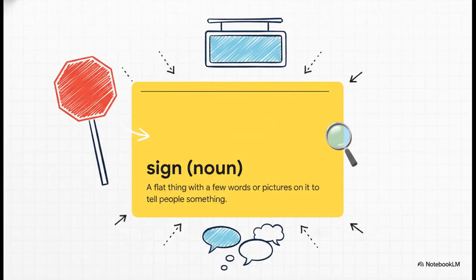So, if we look at our source, the Simple English Wiktionary, it gives us the first, most obvious meaning. As a noun, a sign is just a flat thing with a few words or pictures on it to tell people something. You know, like a stop sign or the sign on a coffee shop. Super simple, super clear. I mean, look at that definition. It's just beautiful in its simplicity.